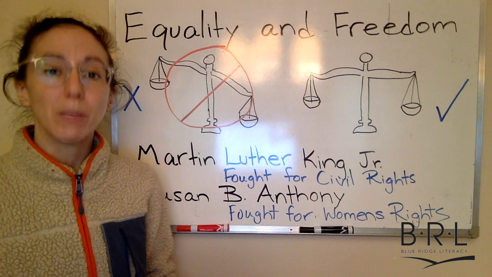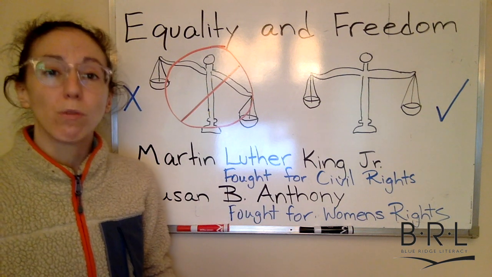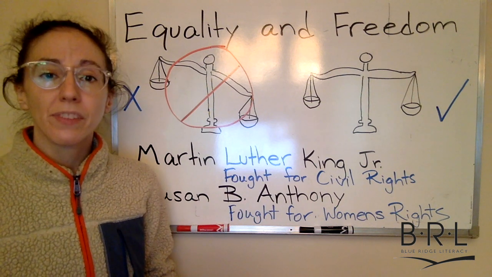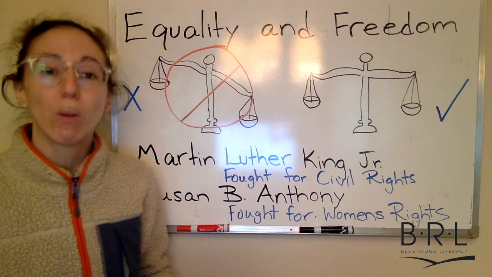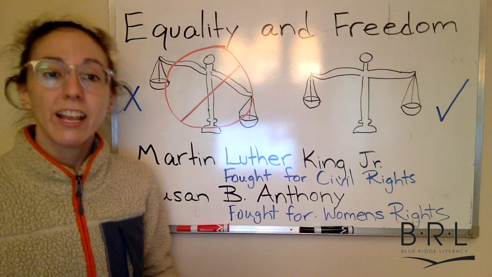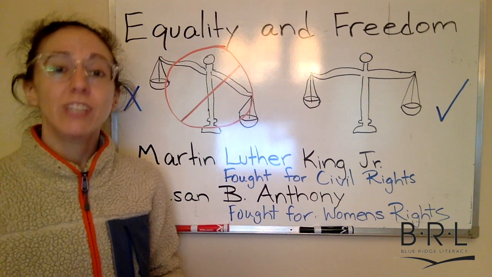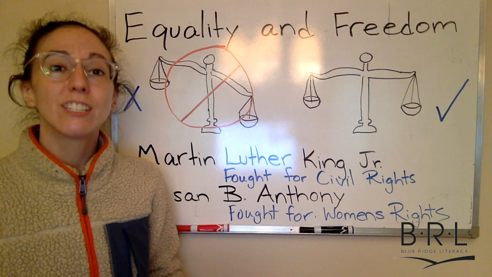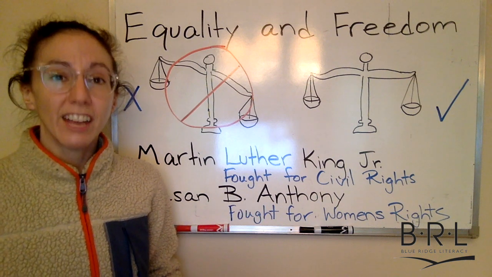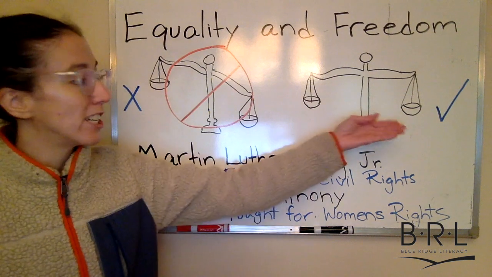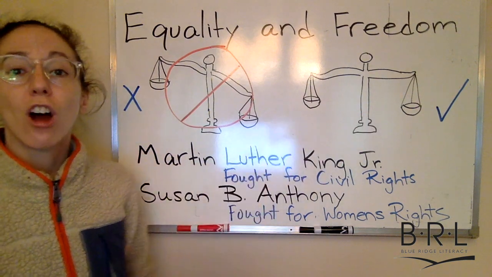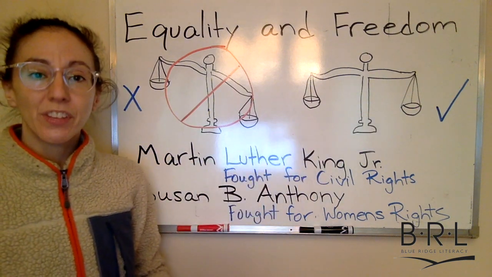Another group of people who did not have equal rights was women. For example, women did not have the right to vote. Voting, education, and being treated equally are civil rights.